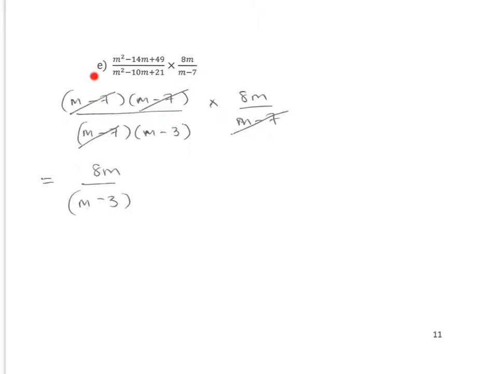I've also got an m minus 7 on the numerator with an m minus 7 on the denominator, so these two can cancel and these two can cancel, and that just leaves me with a 1 on the numerator here times the 8m, and an m minus 3 multiplied by a 1 that's left in the denominator of the second fraction, giving me 8m over m minus 3 as my answer.